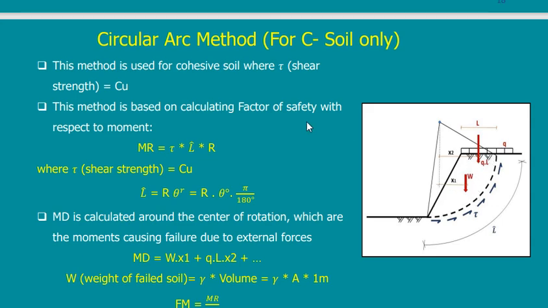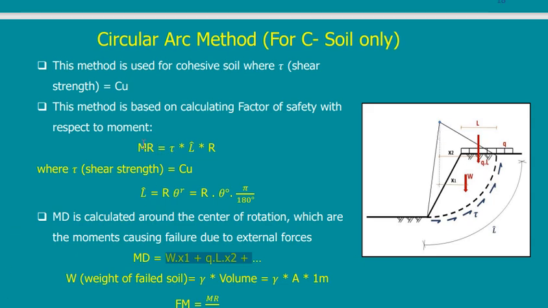So I now have something called M resistance, and I have something called M driving. M driving is the summation of all the external forces or the internal forces that may cause motion. So it is W multiplied by x1, this force multiplied by x2, and any additional forces. If somebody came and stood here, it is his own weight multiplied by this distance also, an additional force acting on this slope.